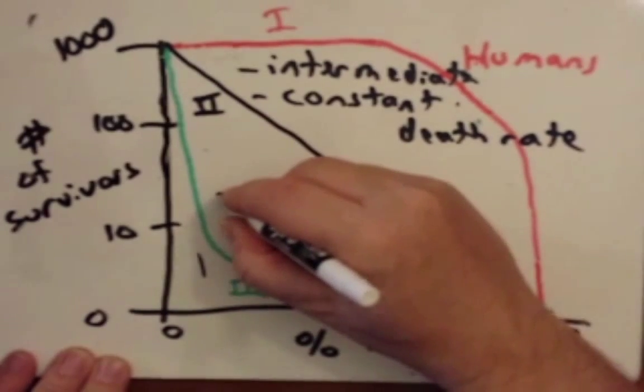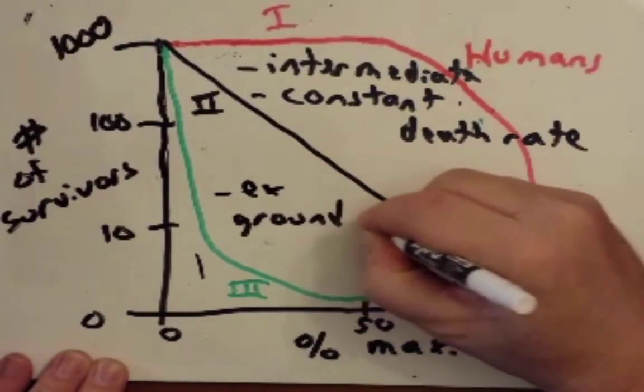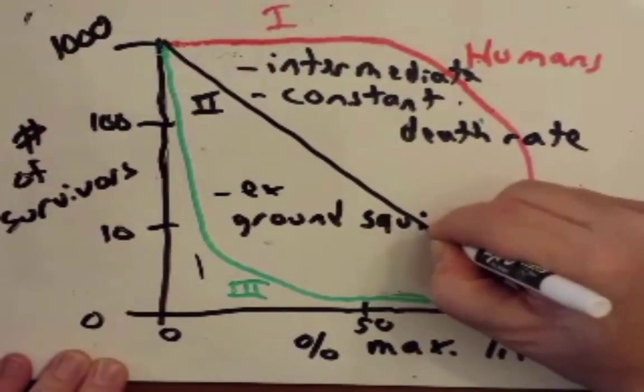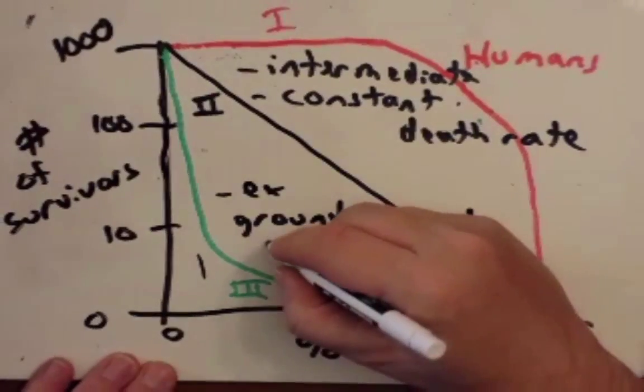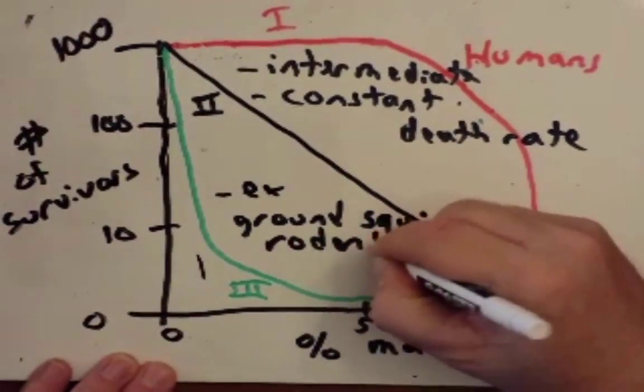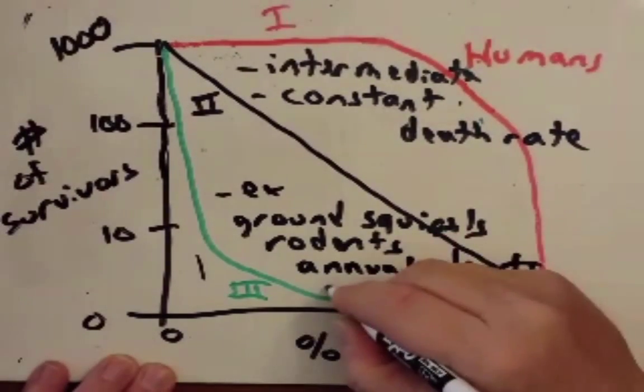Some examples of this would be ground squirrels, other rodents, some plants like your annual plants, lizards.